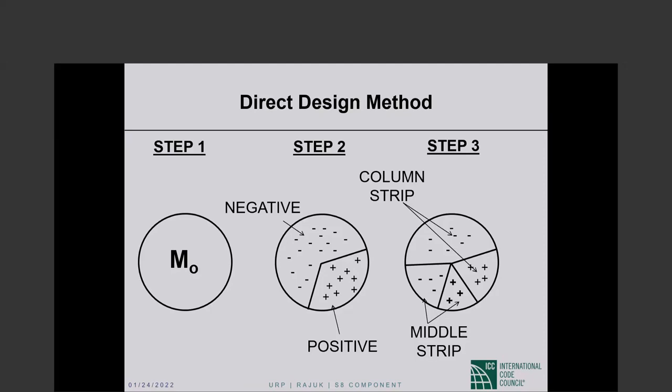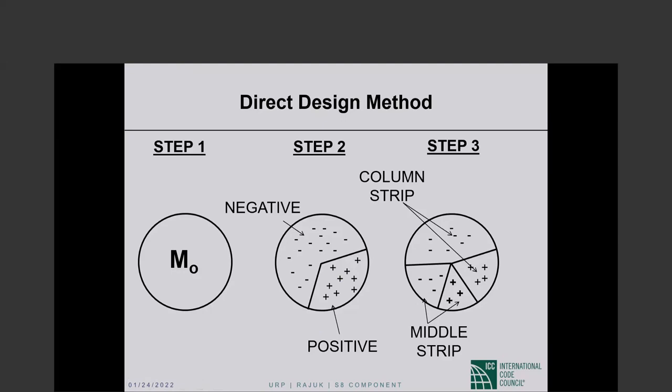And then each of those, the support section moment, the negative moment at the support, acts over the entire panel width. We assign some of that to the column strip and the remainder of that to the middle strip. Similarly, the positive moment in the span also applies to the entire panel width. Part of it is assigned to the column strip and part of it to the middle strip.